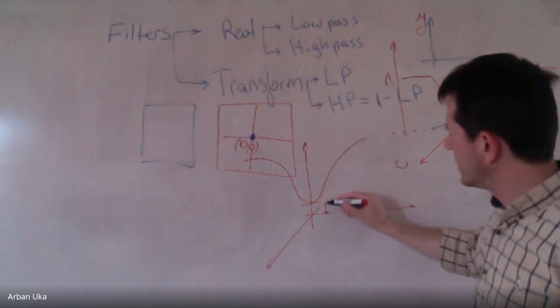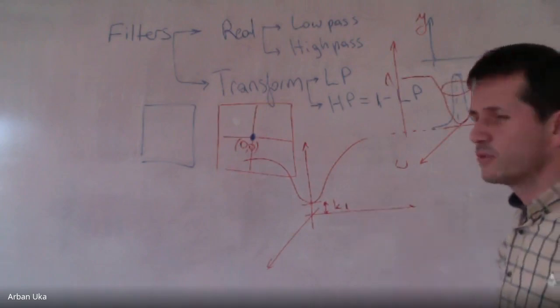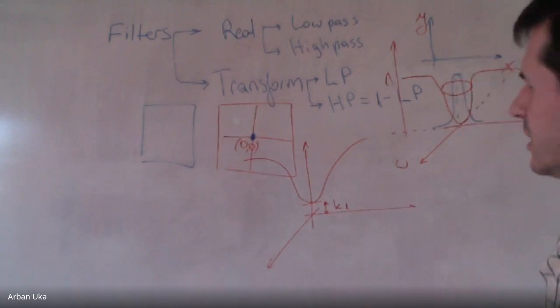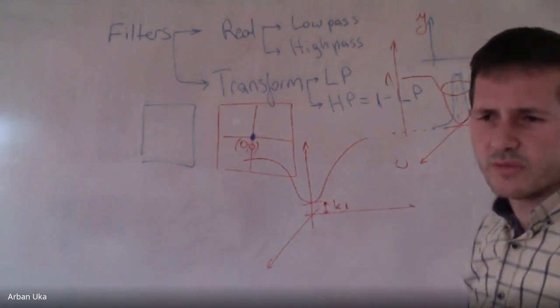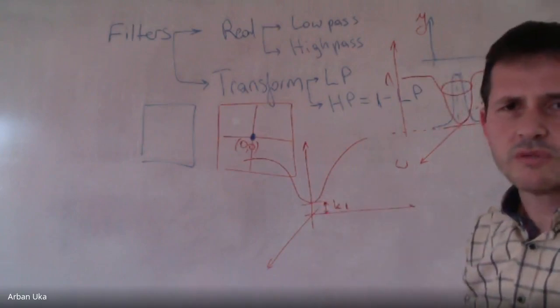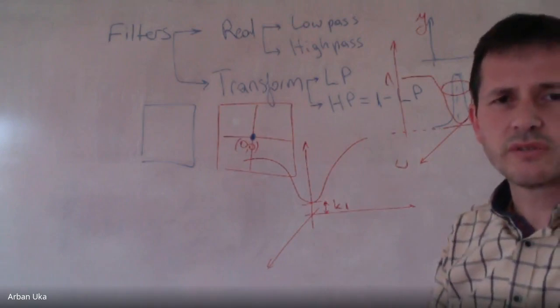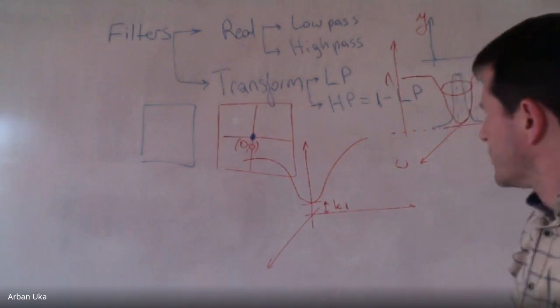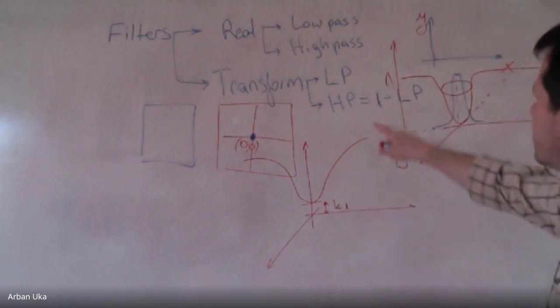Okay? So we can lift up this filter by some value k1. This means that we are not going to multiply the lowest frequencies by 0, because if we do that, we lose the major components of the image itself, and we just preserve the edges. So what we can do is lift this a little bit higher.